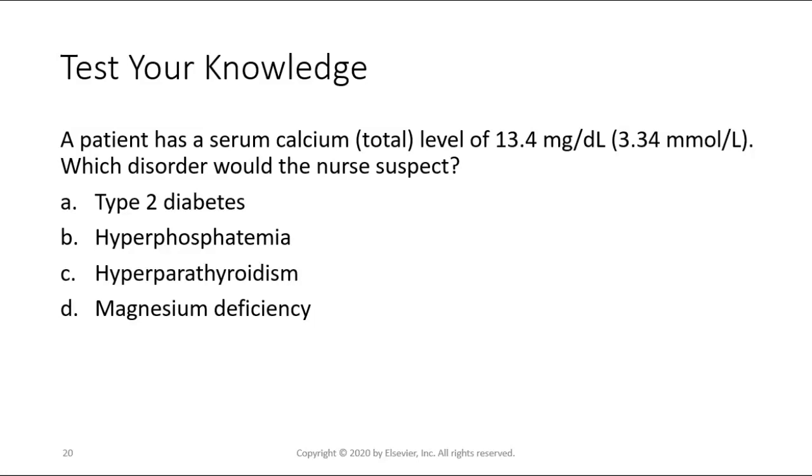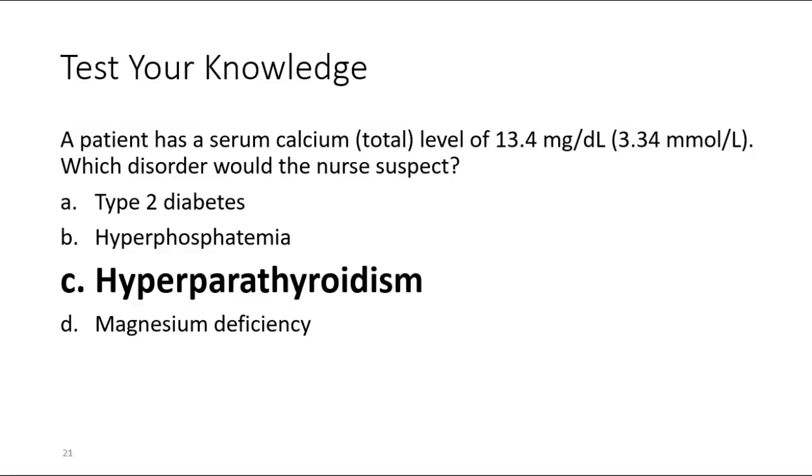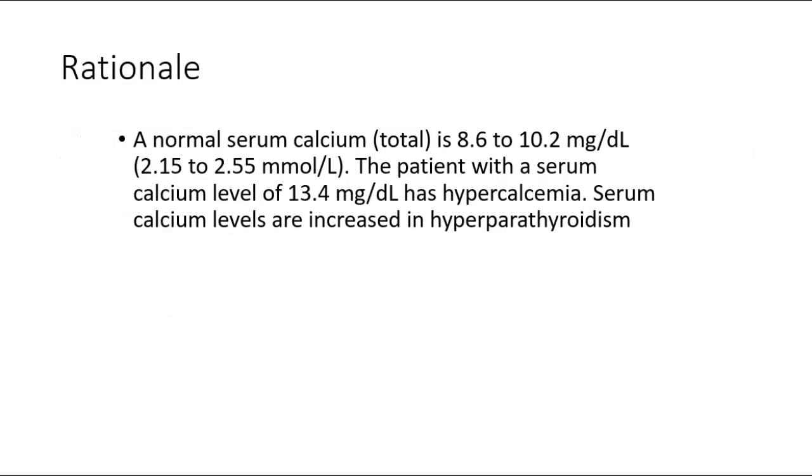Again, you can pause at any time. Pause, figure it out, but I'm going to go to the next. And the answer is hyperparathyroidism. And here's the rationale. 13.4 is too high, so that's hypercalcemia. And serum calcium levels are increased in hyperparathyroidism.